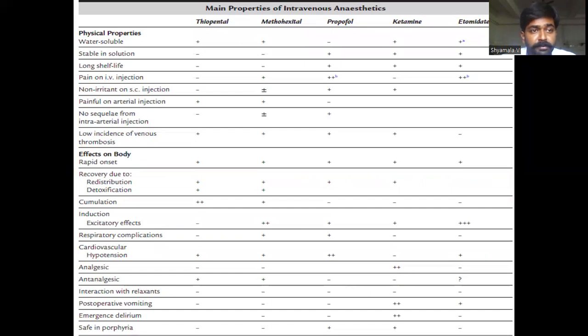So these are the physical properties and the effects of the intravenous anesthetic agents. You can see thiopentone, propofol, ketamine, etomidate, methohexitone. The most commonly used among these are propofol, ketamine, and sometimes thiopentone. Methohexitone is not commonly used nowadays.